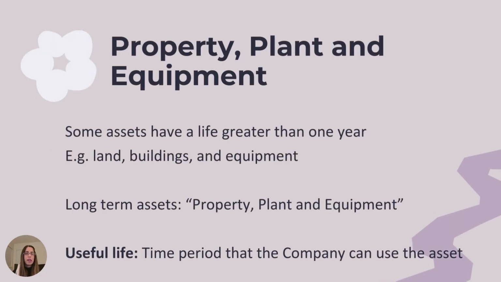Now, another type of asset that I want to introduce to you that is also used over a time period is property, plant, and equipment. Now, some assets have a life greater than 1 year. So that would include land, buildings, and equipment. These are known as long-term assets, also known as property, plant, and equipment. And the useful life, because it's longer than 1 year, is going to be the time period that the company can use the asset for. That can range anywhere from 2 years to 10 years up to 15 years. So the useful life will vary depending on the asset that the company has.